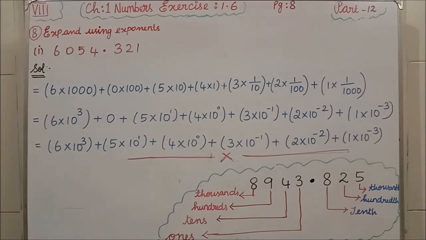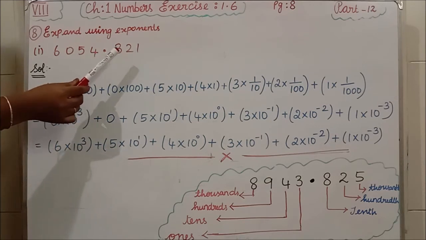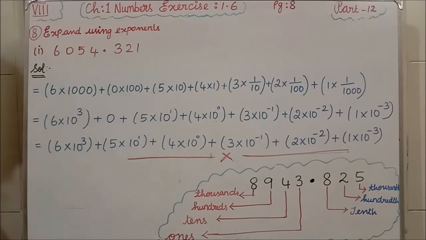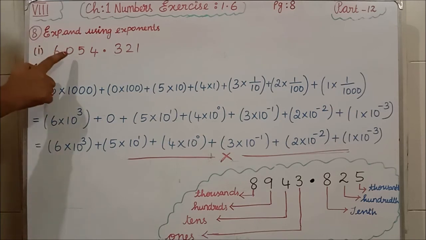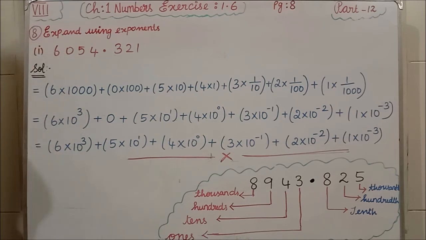See, what is the question they have given? They have given 6054.321. We are going to expand this question using the exponent. Okay. Now first tell me, the 4 is in which place? Ones place. 5 is in which place? Tens place. 0 is in which place? Hundreds place. 6 is in which place? Thousands place. All of you clear?